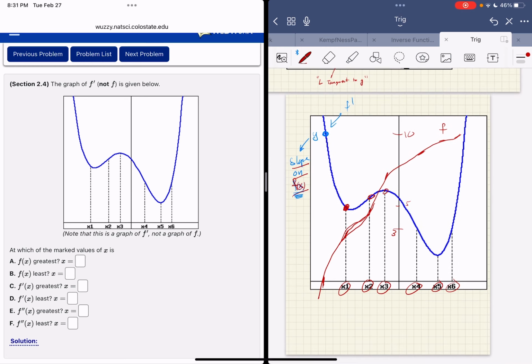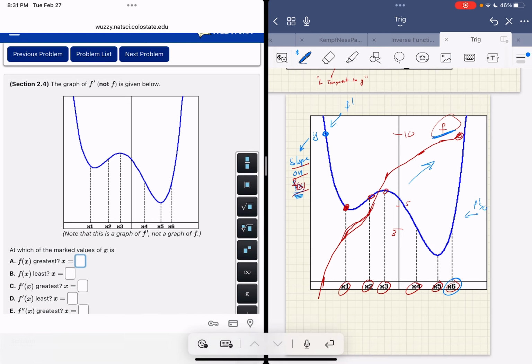Okay, so where is f of x the greatest at the very end? Now you could figure this out without ever drawing a terrible f like I did, by just realizing that the blue curve, f prime, is always positive. The slope is always positive. That means the original function always went uphill, okay? So when are you at the highest spot? Well, when you're done walking, and that's x6. So that's what we would put here. x6. Just type it like that, okay?